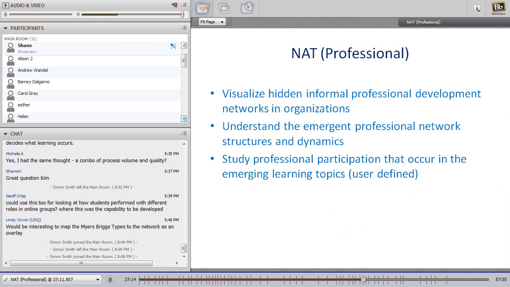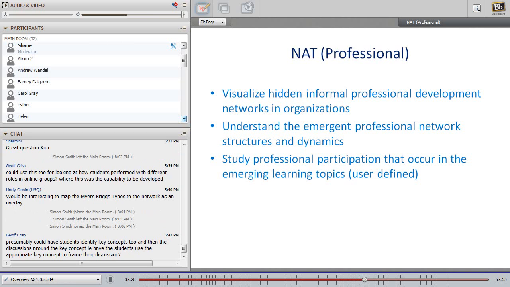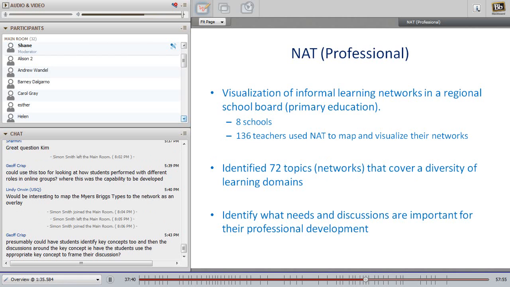So Martin undertook NAT to look at the hidden informal professional development networks in organizations. He wanted to understand the emergent professional network structures and dynamics, moving away from the formal context into the informal and professional mode, and study professional participation in emerging learning topics that were user defined. The individuals created these topics, and in this case it was a study across the Netherlands, looking at 8 schools and 136 teachers participating, using NAT to map and visualize the networks.